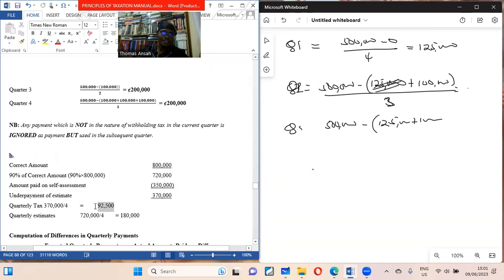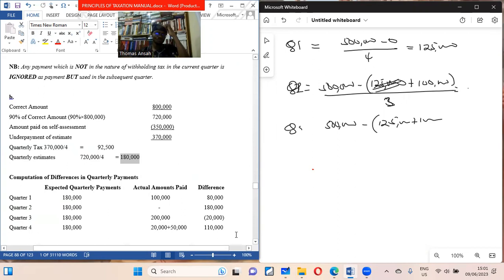But you also realize that if they were to do the correct amount in installments, this is what is going to be 180,000. So now, therefore, you pick the estimates of the correct amount they should have used. Be careful. Here, we are not using the difference. You are picking the correct amount of the estimate that they should have used, because we are not focusing on the difference. Our focus is here, the quarterly installment. So take very important note of that one.